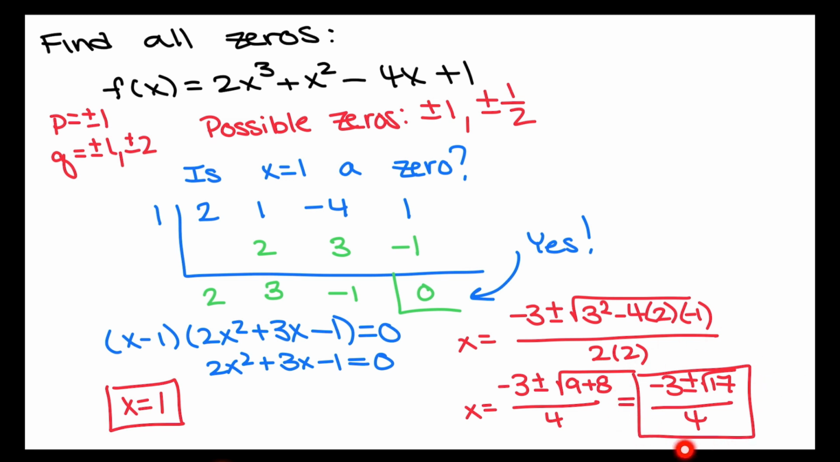These 2 zeros I got from the quadratic formula are not rational zeros. They're irrational because they have the square root in them. And that's why they didn't come up in our list.